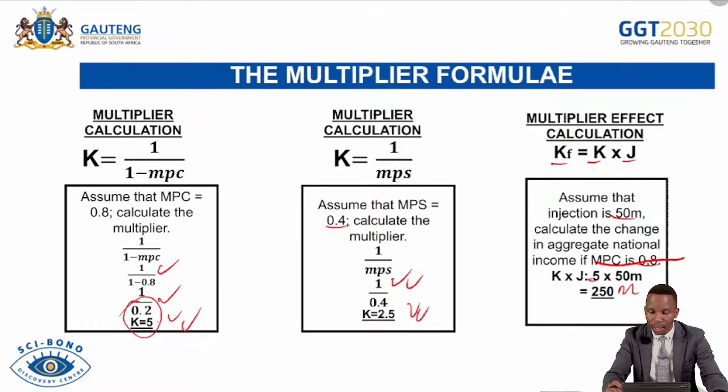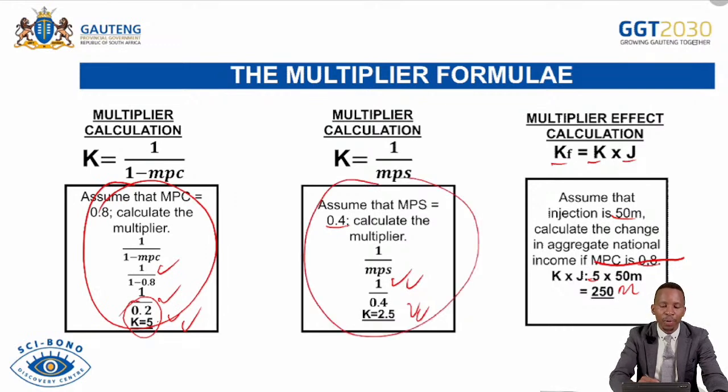So this is our response. Okay, and then be able to calculate the multiplier value using both formulas, 1 over 1 minus MPC or 1 over MPS, then be able to calculate the change in national income or the multiplier effect.